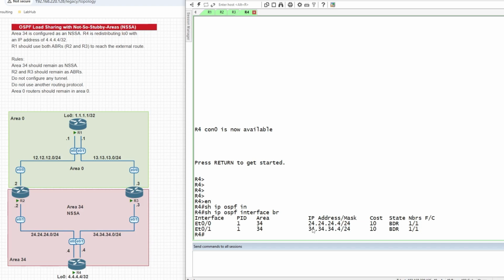Now that we understand the rule that governed the selection of the forwarding address, we're able to manipulate this, right? Because if you look at this topology, R2 and R3 have equal cost paths to R4. So if we can have a loopback interface on R4, which is natively in area 34, then that becomes our forwarding address, and R1 would recurse to the path through both R2 and R3.